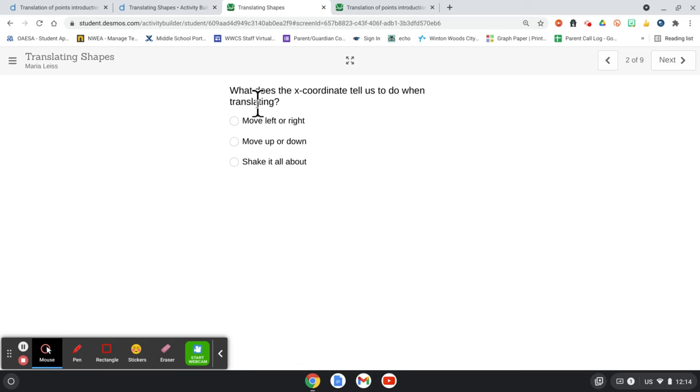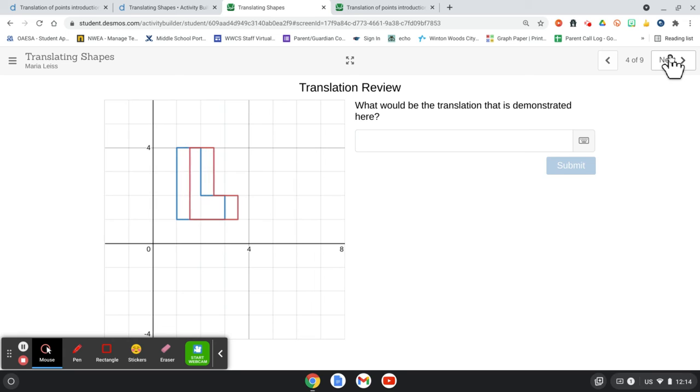Slide 2 is asking us to remember, what does the x-coordinate tell us to do? Well, the x-axis moves left to right, so the x-coordinate is going to do the same thing. What does the y-coordinate tell us to do? Well, the y-axis goes up and down, so the y-coordinate tells us to do the same thing.